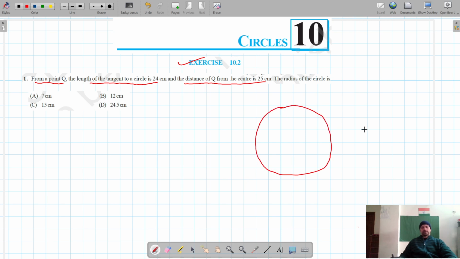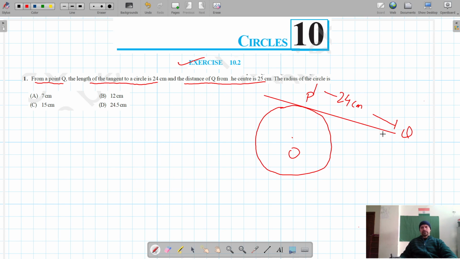Let's say this is a circle. There is a point Q, and let's say this is the tangent from this point Q to the circle. If O is the center of the circle, then the length of the tangent to the circle is 24 centimeter. Let's say P is the point of contact, and this distance is 24 centimeter.